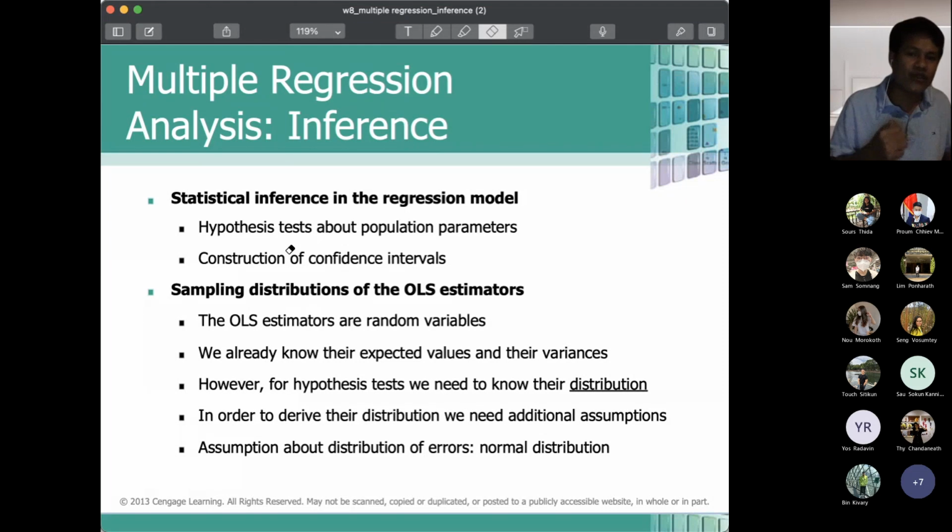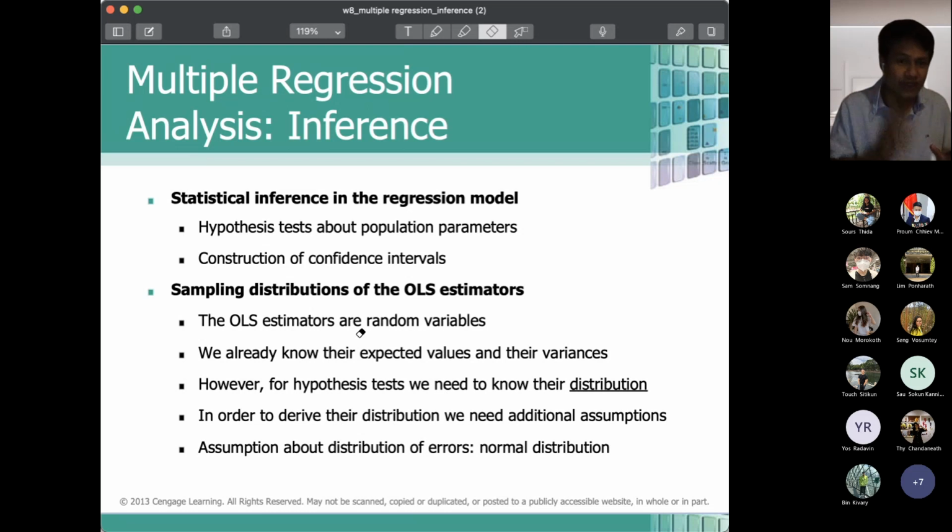All right. So for today, we want to talk about hypothesis tests about population parameters. We need the construction of confidence intervals. You will learn this later. All right. But again, before we move on, before we make any inference, you remember one of the assumptions is that all estimators are from random variables, from random data.